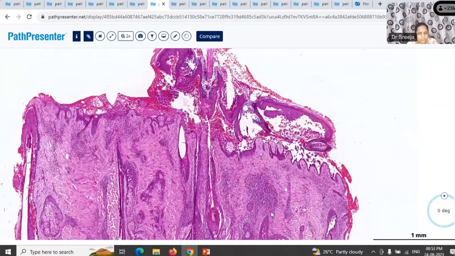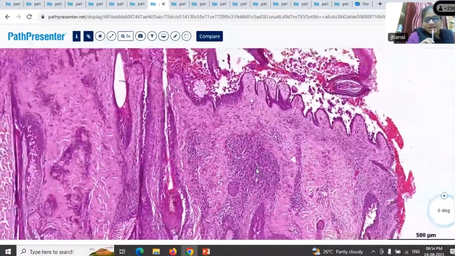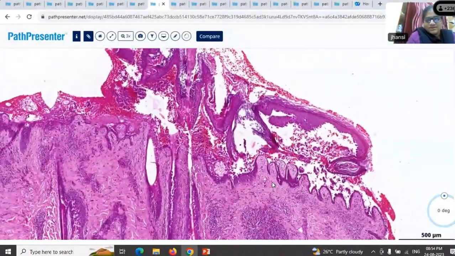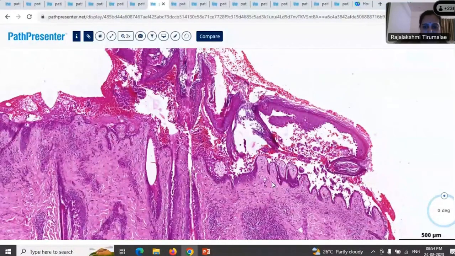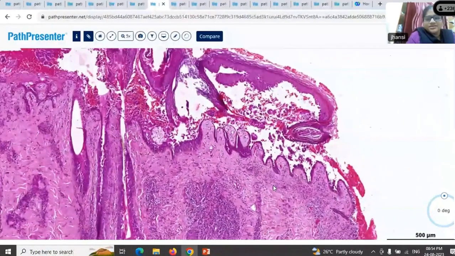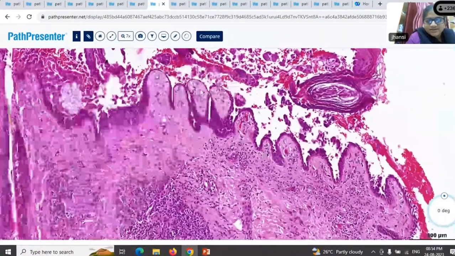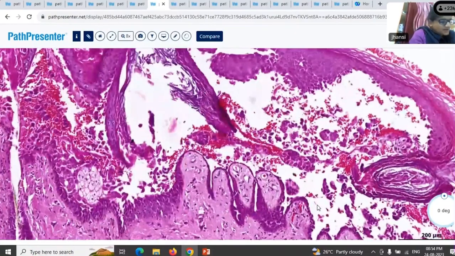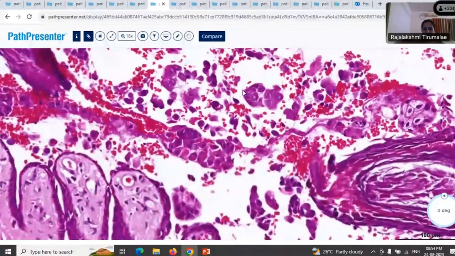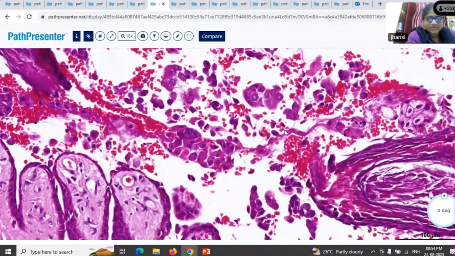A perivascular infiltrate, ma'am, in the dermis. Yeah, you're right. In the epidermis, there is a blistering disorder. The blister is intraepidermal, mostly a suprabasal blister, ma'am. Very good. So what are the contents? Acantholytic cells are there, ma'am. Yes, very good. These are the acantholytic cells, which are nothing but keratinocytes that have lost their adhesion. They are rounded up.